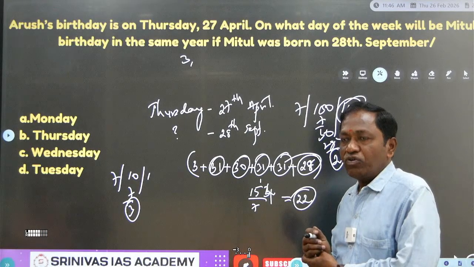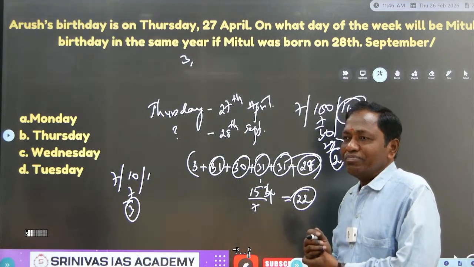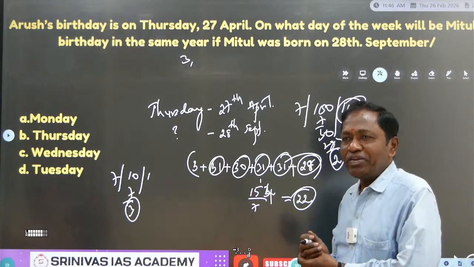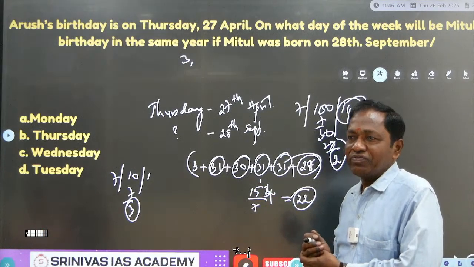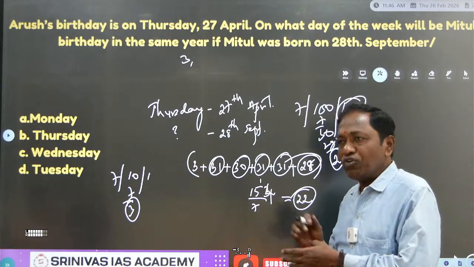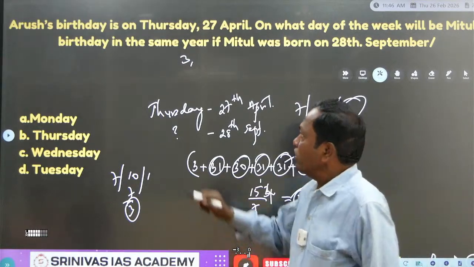4 weeks, 1 day. 4 weeks, 4 days. May has 31 days. How many weeks will come? 4 weeks will come, and 3 extra days. 4 weeks don't take into account, only you put the extra days.